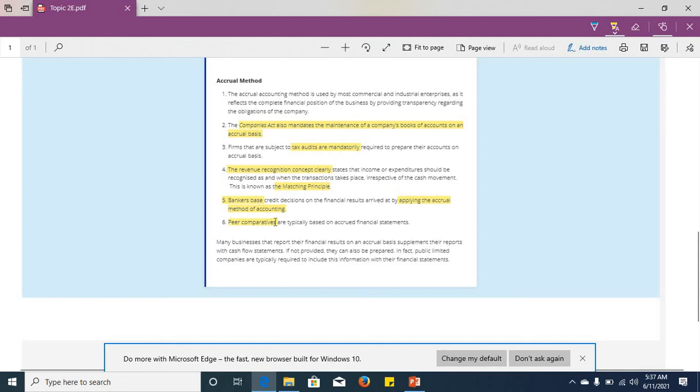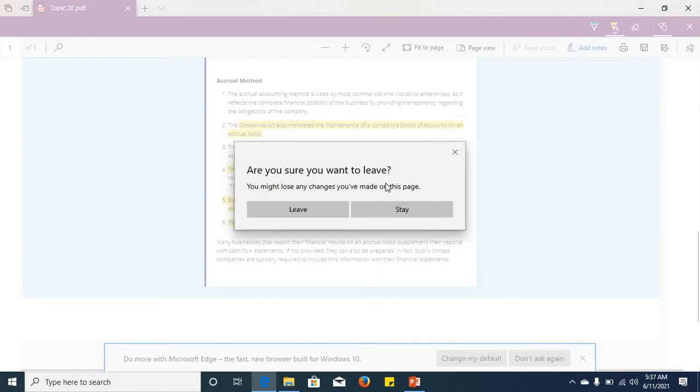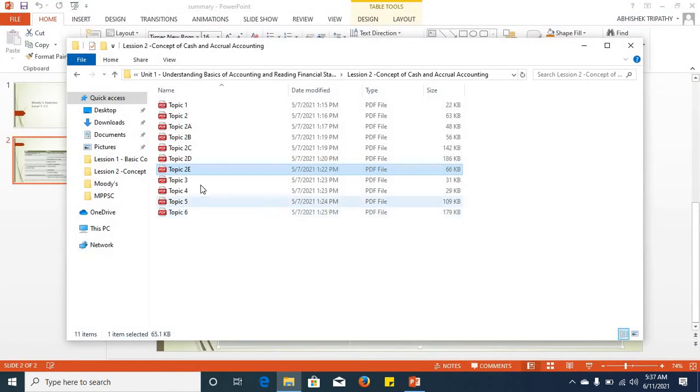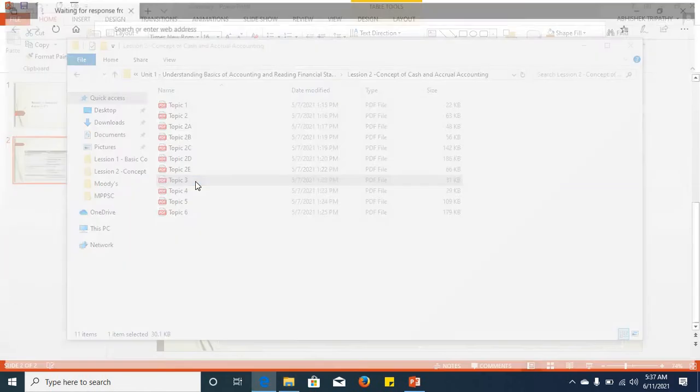Then peer comparatives are typically based on accrual financial statements. So you can compare one company with another using the accrual accounting system. So the accrual method is the more widely used method, and the cash method is not that widely used. It is used by small businesses only.